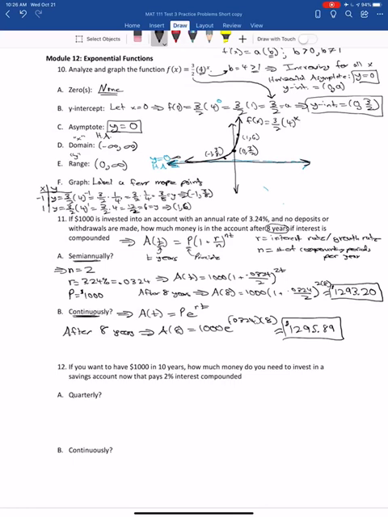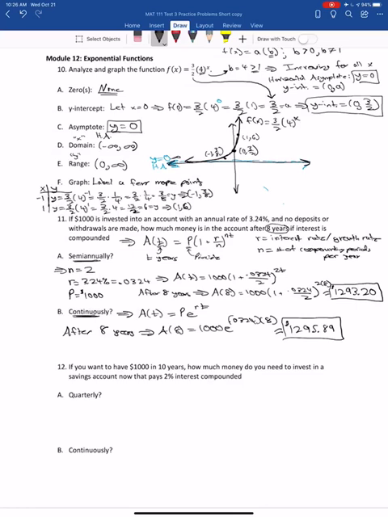Now let's look at problem number 12. A little different, but it is another compound interest problem, another exponential growth problem. If you want to have $1,000 in 10 years, so they're giving us our future amount, they're giving us A of T. So in 10 years, we're going to have $1,000.